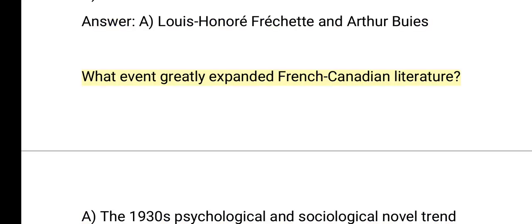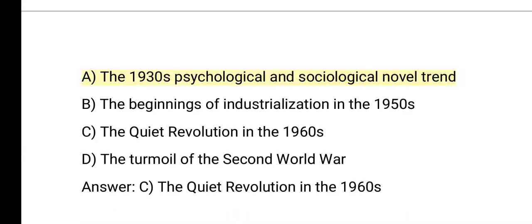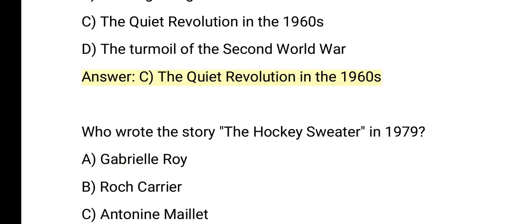What event greatly expanded French Canadian literature? A. The 1930s psychological and sociological novel trend. B. The beginnings of industrialization in the 1950s. C. The Quiet Revolution in the 1960s. D. The turmoil of the Second World War. Answer. C. The Quiet Revolution in the 1960s.